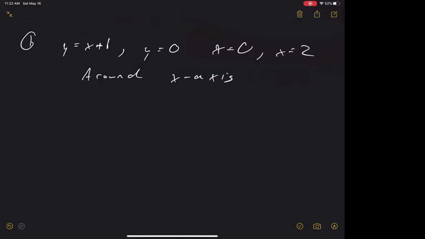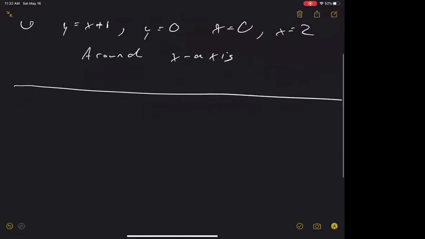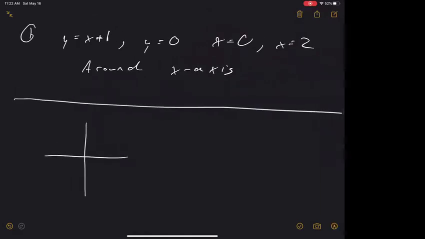Okay, so if we go through our steps, I laid out some steps in the lecture. I kind of forget the exact order I laid out, but we always want to start with drawing our region. Okay, so y equals x plus 1, that's just this line. Slope 1, y-intercept 1. Y equals 0, well that's the x-axis.